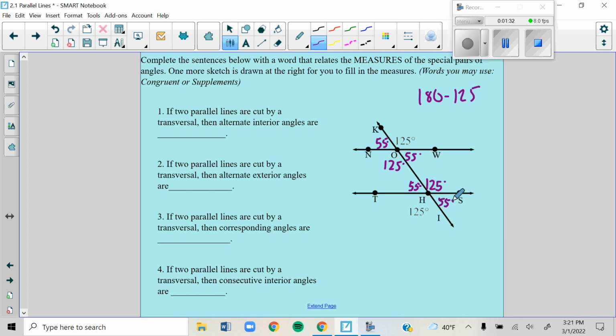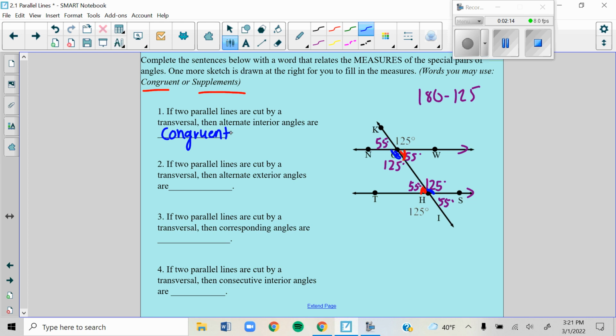So our parallel lines are occurring here, and we have our transversal that's cutting through them. Let's go ahead and look here. If two parallel lines are cut by a transversal, then alternate interior angles are blank. Our two choices are congruent or supplements. Alternate interior angles would be like our angle here and here, and then we'd also see these two angles are alternate interior angles. What do you notice about those two sets of angles? Well, those angles are congruent. So alternate interior angles are congruent.